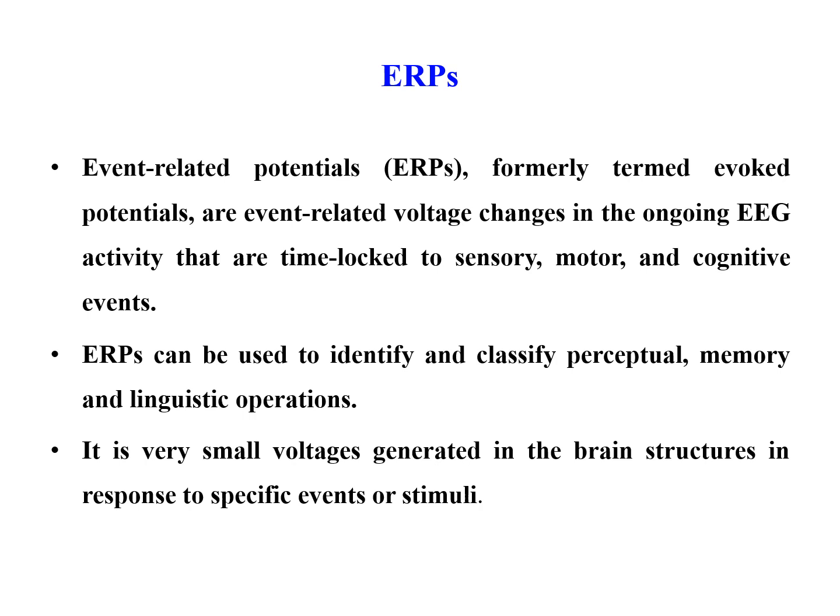Next, event-related potentials. Event-related potentials, formerly termed evoked potentials, are voltage changes in the ongoing EEG activity that are time-locked to sensory, motor, and cognitive events. Event-related potentials identify and classify perceptual, memory and linguistic operations. They are very small voltages generated in the brain structure in response to specific events or stimuli.